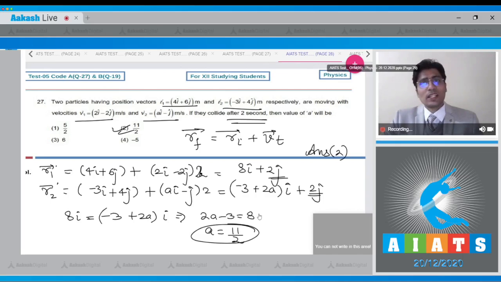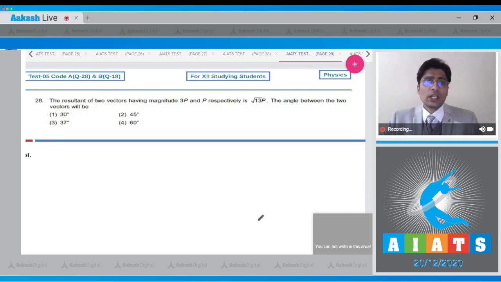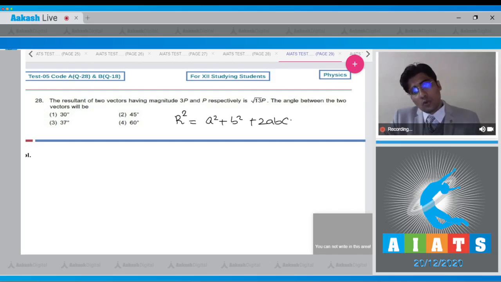Moving on to question number 28. In this question, the resultant of two vectors having magnitudes 3p and p respectively is root 13p. We have to find the angle between the vectors. Dear student, if the angle between the vectors is theta, then R square, the resultant of two vectors, can be written as a square plus b square plus 2ab cos theta. This is the equation we'll use here.